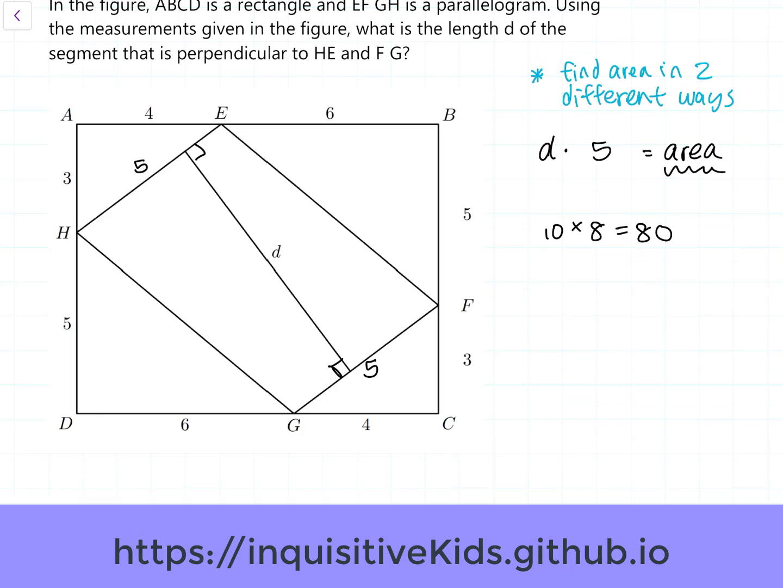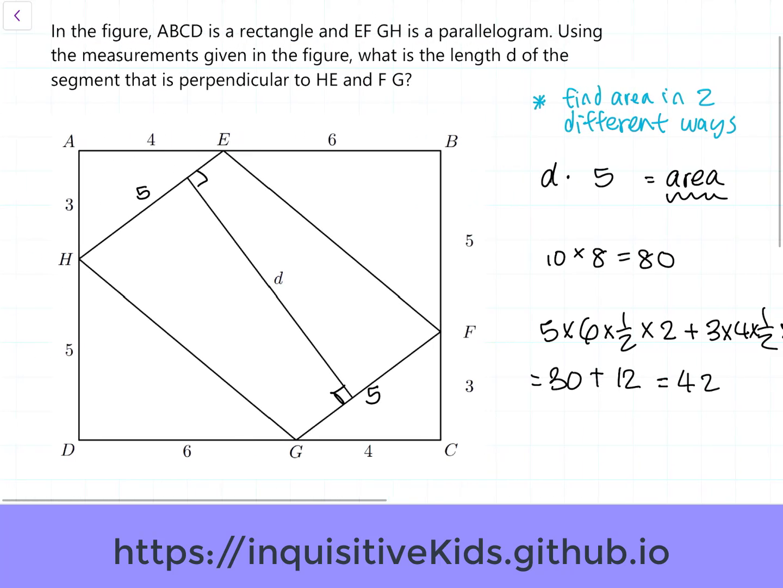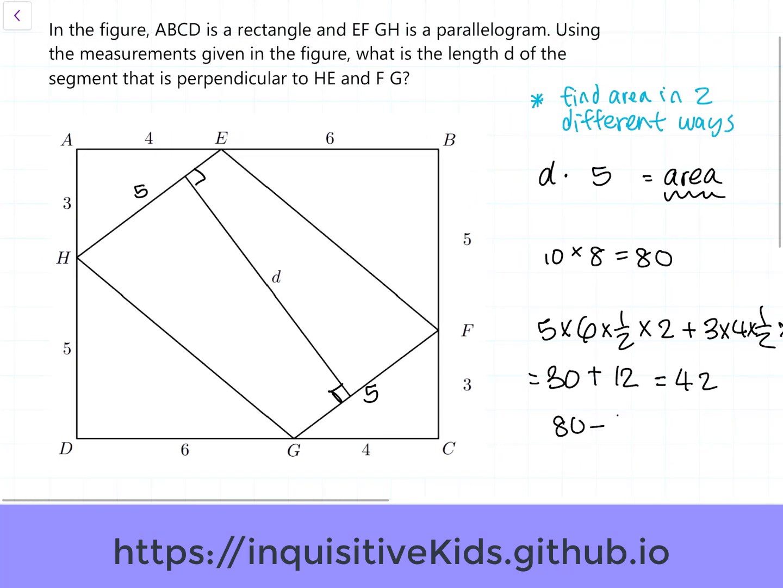Well, 5 times 6 times 1/2 times 2 plus 3 times 4 times 1/2 times 2 is just equal to 30 plus 12. So this is 42. So we have to take 42 away from 80, giving us 38. So we know that the area is now 38.